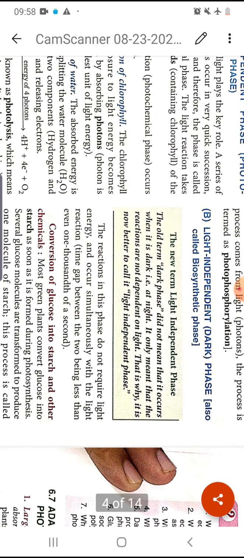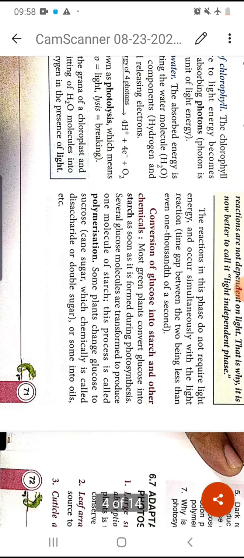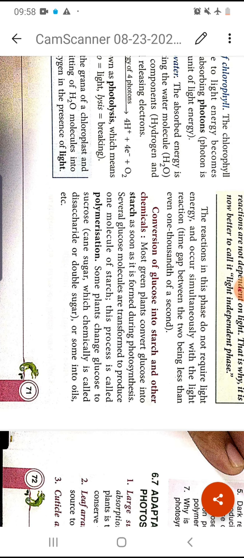Now is the light independent phase or the dark phase. Okay, so dark phase does not mean that it occurs in the dark or at night. It only means that the reactions are not dependent on light. It is light independent. So the reactions in this phase do not require light energy, and it occurs simultaneously with the light reaction. Means the light phase and the dark phase will occur simultaneously, both at the same time.